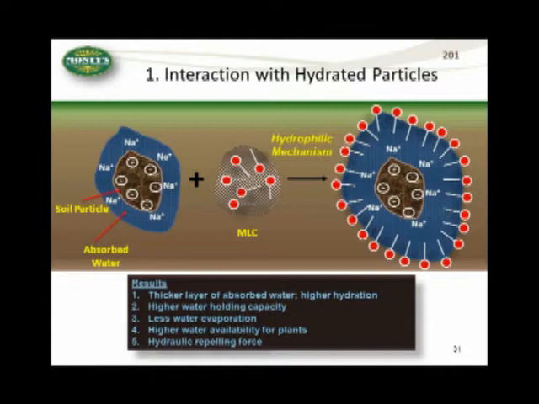orientation returns. And so it allows water to come in, and then it returns, and that particle swells further. So what you get is a thicker layer of absorbed water or higher hydration. You get higher water holding capacity, less water evaporation, higher water availability for plants, and hydraulic repelling forces. I'm going to talk about a couple of these and what they mean here in a minute. For example, like hydraulic repelling.